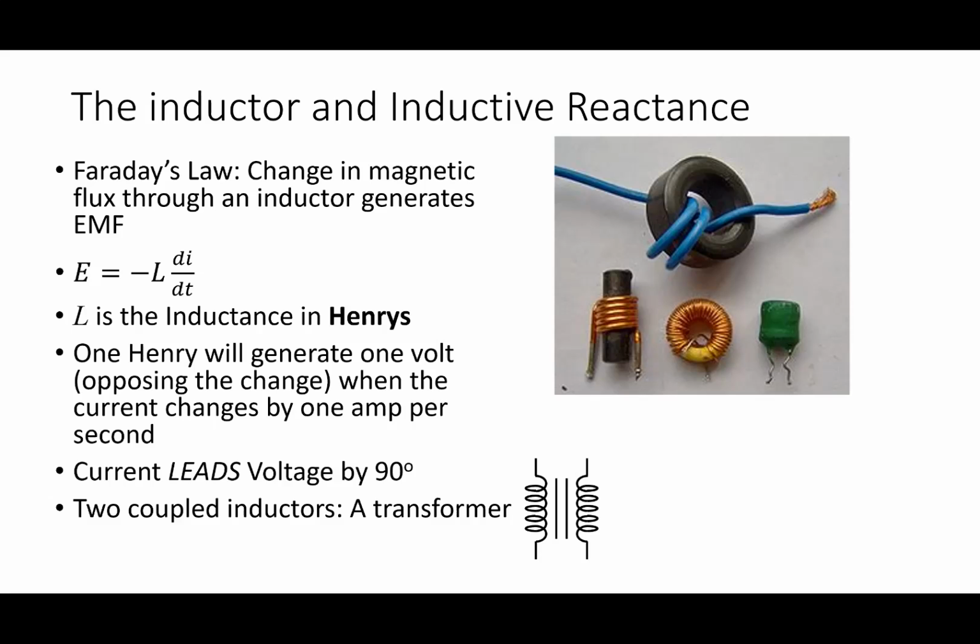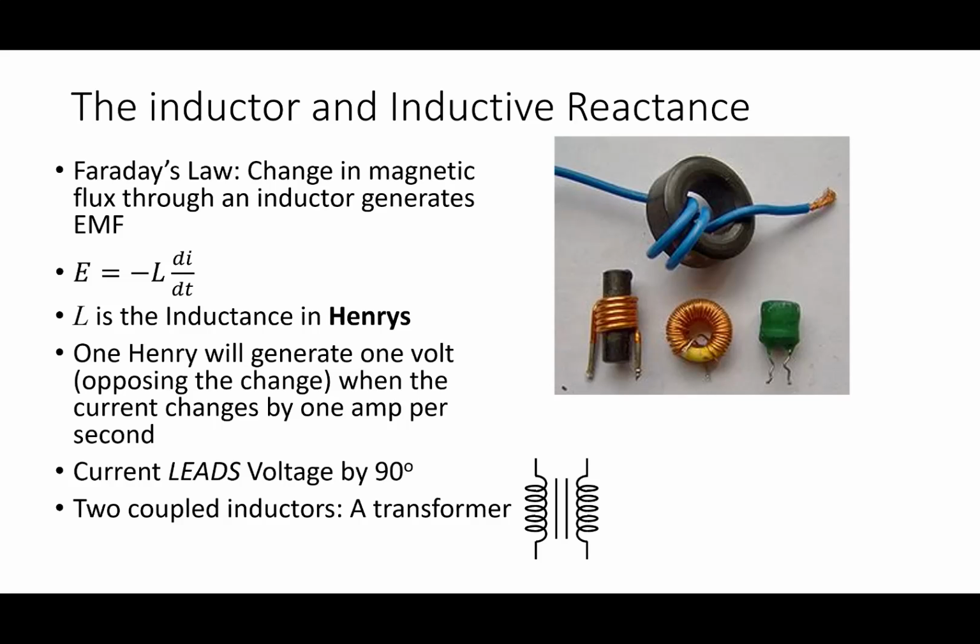So if you have an inductor of 1 henry and you change the current through it by 1 amp per second, then a voltage of 1 volt will be generated across the terminals of the inductance. Alternately, we can define the henry of inductance as that inductance which, for a current change of 1 amp per second, gives you an opposing voltage, minus sign there, of 1 volt.